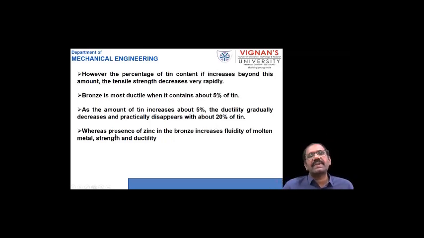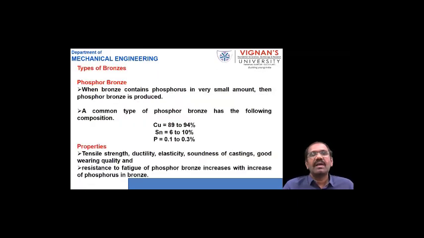Whereas the presence of zinc in the bronze in addition to the tin increases the fluidity of molten metal, strength, and ductility. Now we have different types of bronzes. Let us see their chemical composition, properties, and applications.